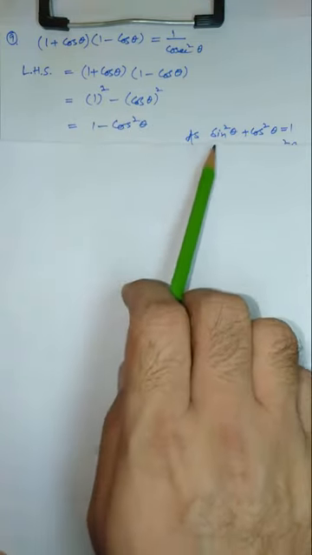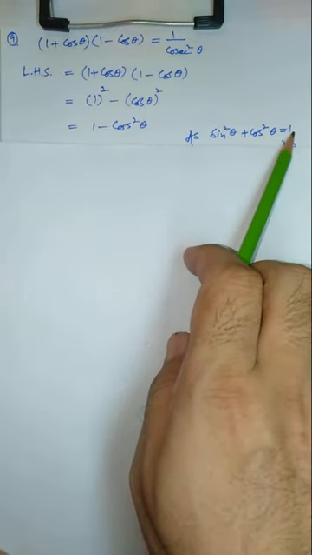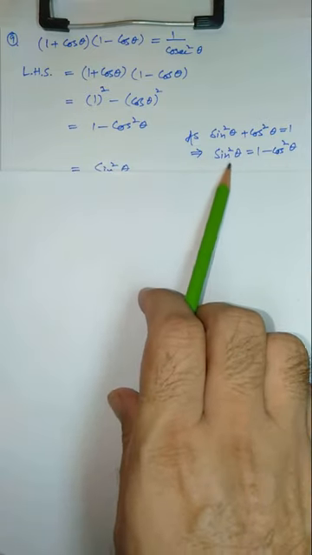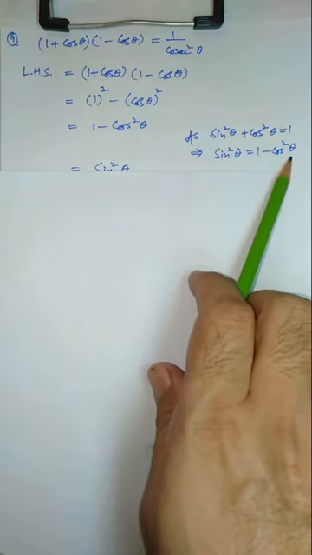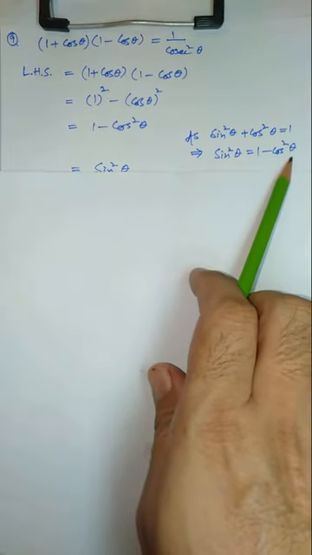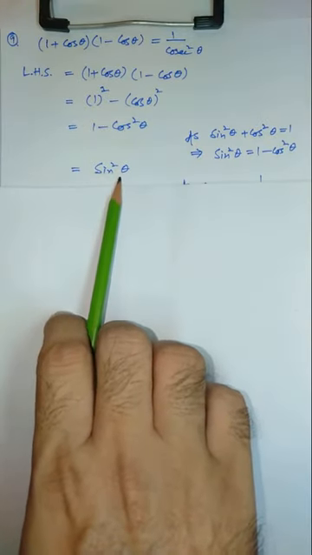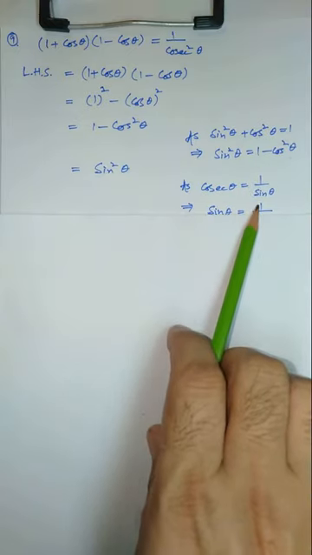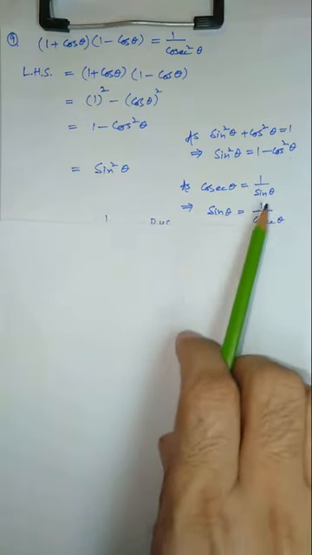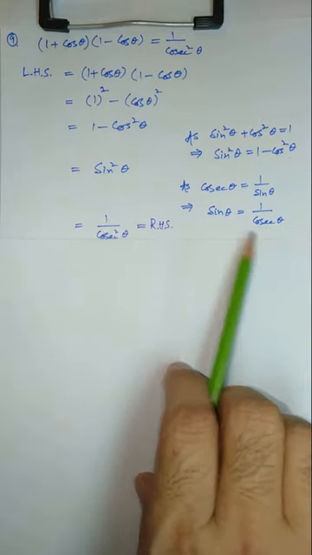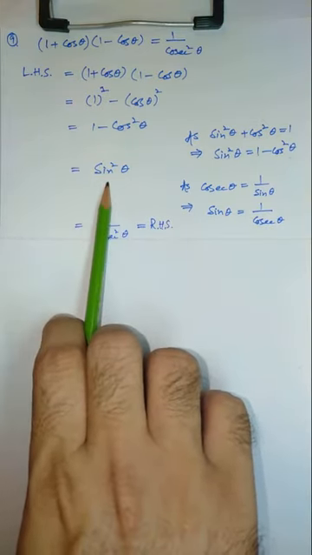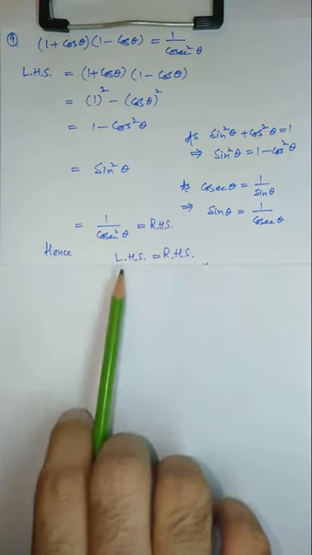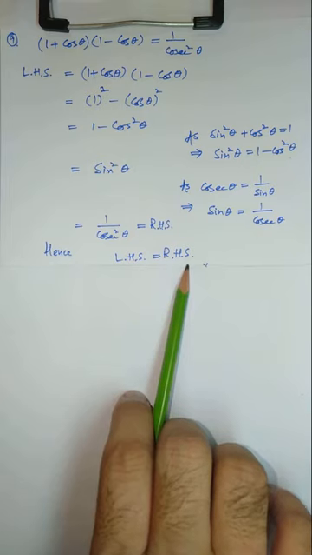As we know that sin square theta plus cos square theta is equal to 1. So shift cos square theta to the other side. So sin square theta is equal to 1 minus cos square theta. Now putting the value of 1 minus cos square theta, which is equal to sin square theta. As we know that cosecant theta is equal to 1 over sin theta. So this implies sin theta is equal to 1 over cosecant theta. Now putting the value of sin square theta, which is 1 over cosecant square theta, which is the right hand side. So the left hand side is equal to the right hand side.